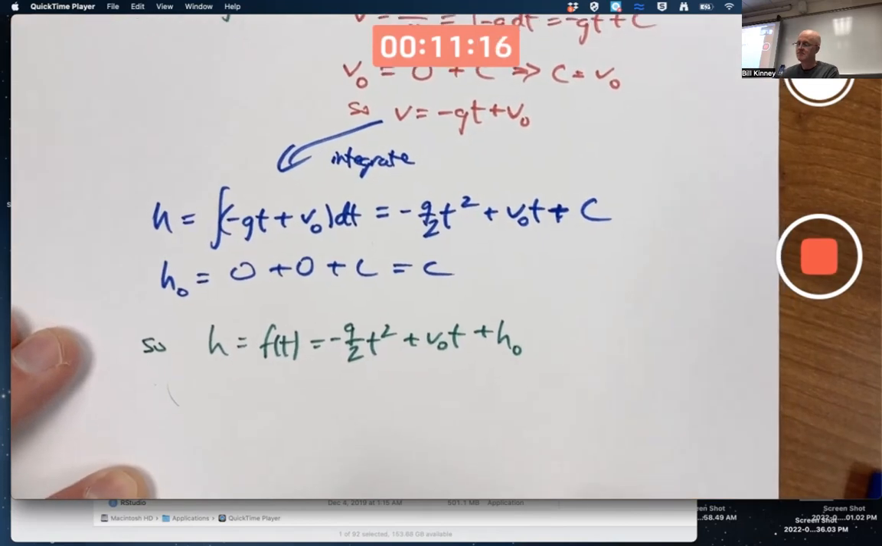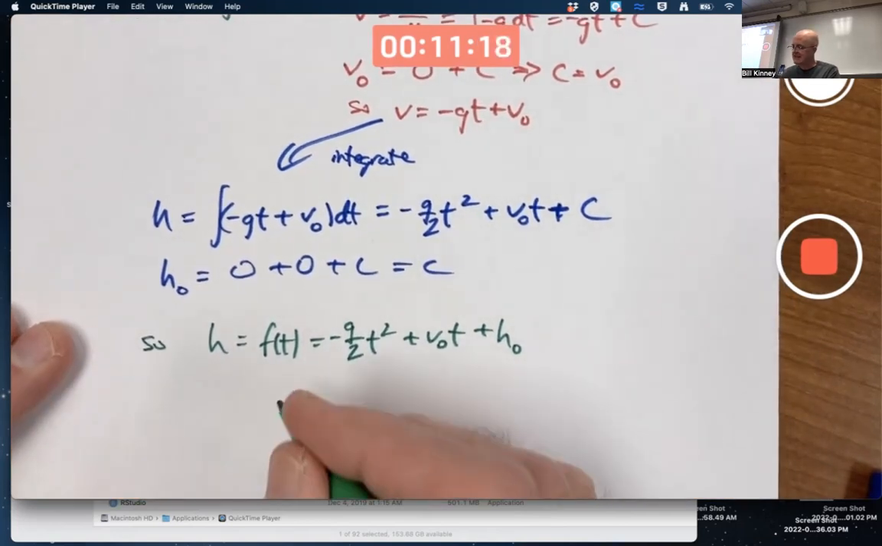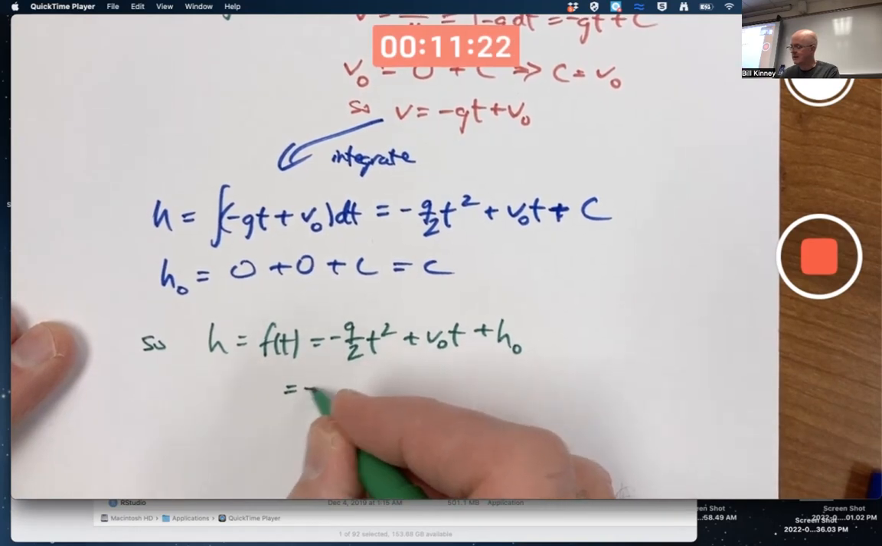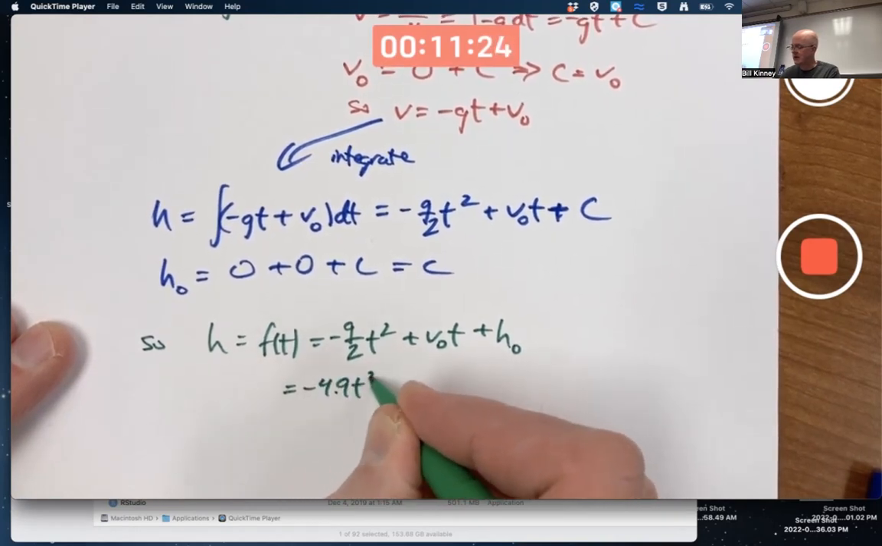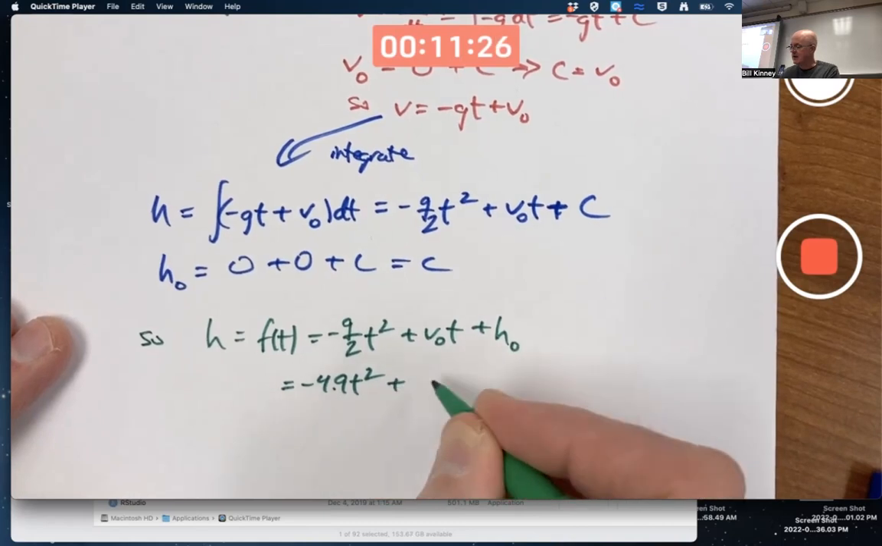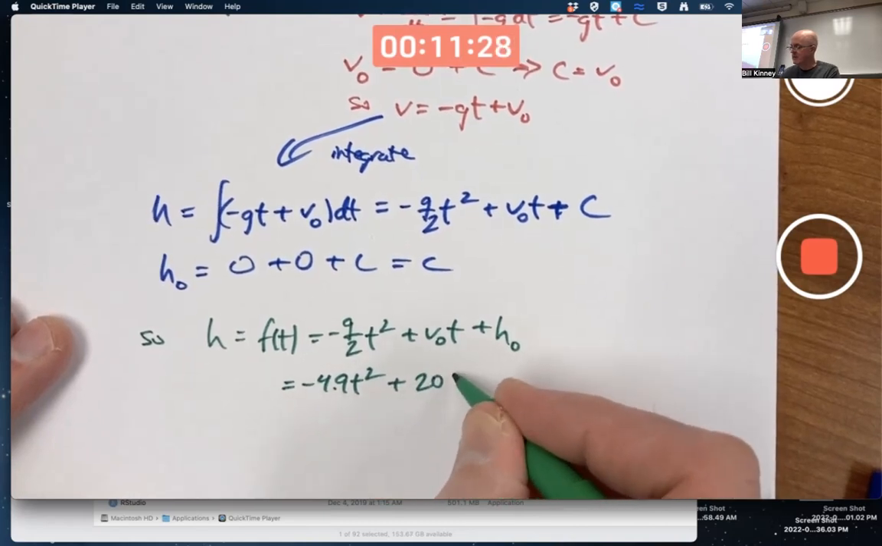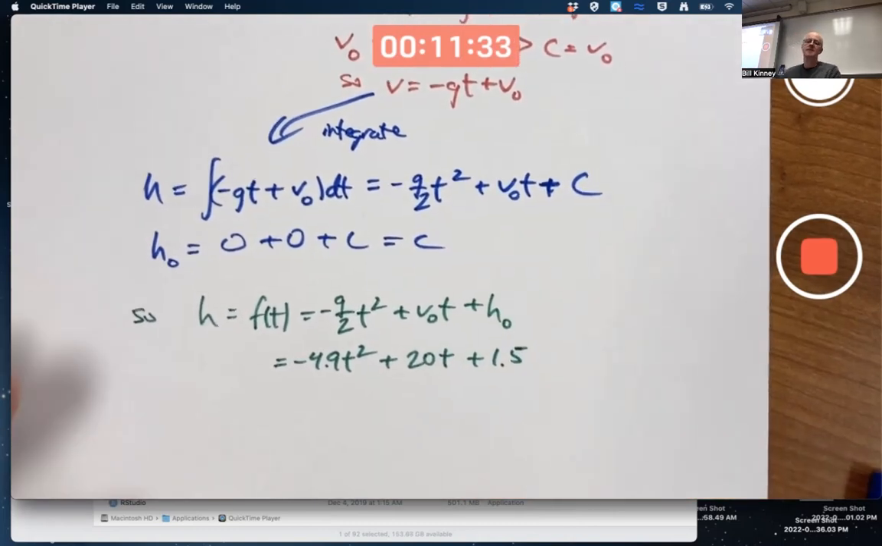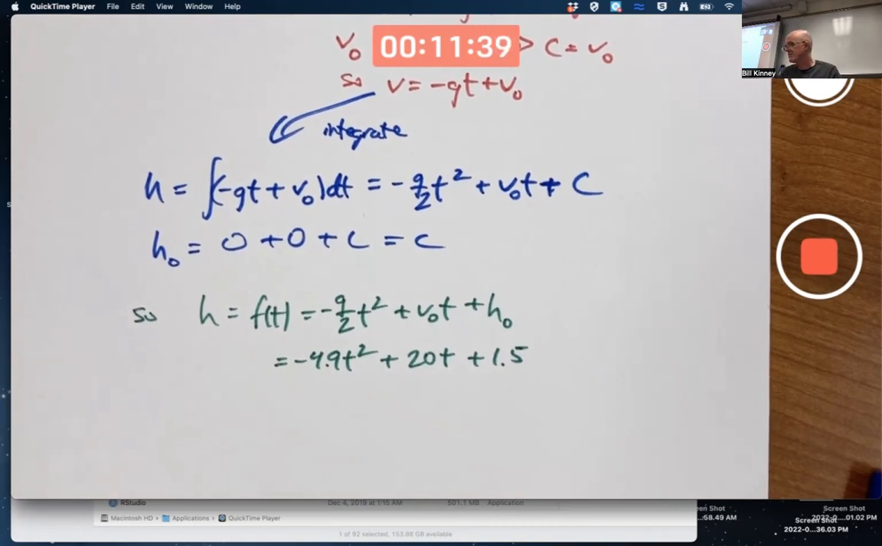And for our example last time, well, of course, we're near the surface of the Earth, so g is going to be 9.8, so this becomes negative 4.9 t squared. Our initial upward velocity was positive 20 meters per second, and our initial height was 1.5. And there's the quadratic function from last time that we set equal to 0.